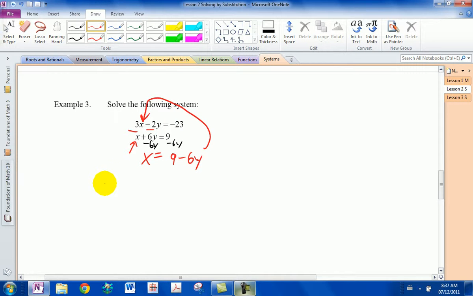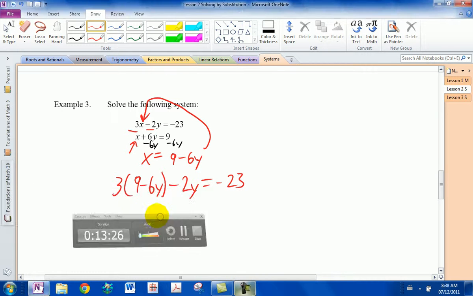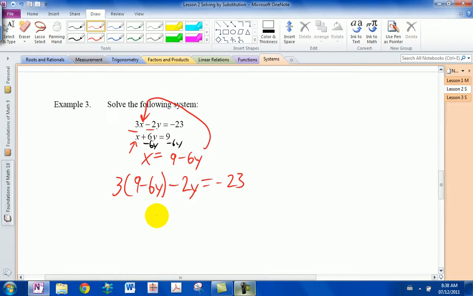brackets. Okay, go ahead. So 3 times bracket 9 minus 6y bracket minus 2y equals negative 23. Solve for y. Go. Multiply into both parts. Collect like terms. Levi, what's the answer?